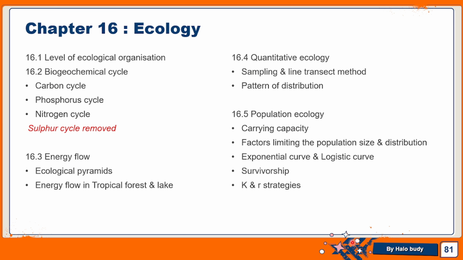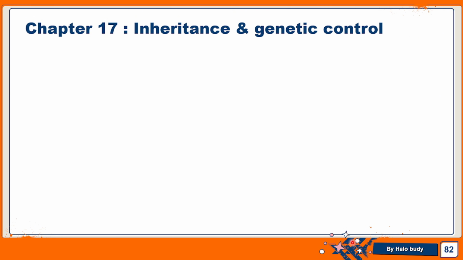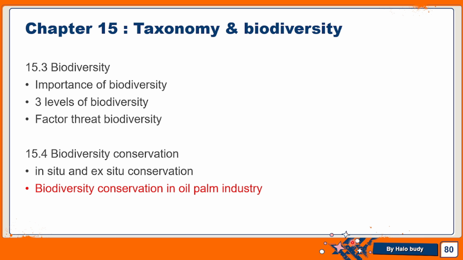Okay, so that's all for this chapter. Next we go to genetics. This is the genetics chapter, chapter 17, inheritance and genetic control. This is the longest chapter in this semester. I think it has 7 topics. This one only 5, and this one only 4.